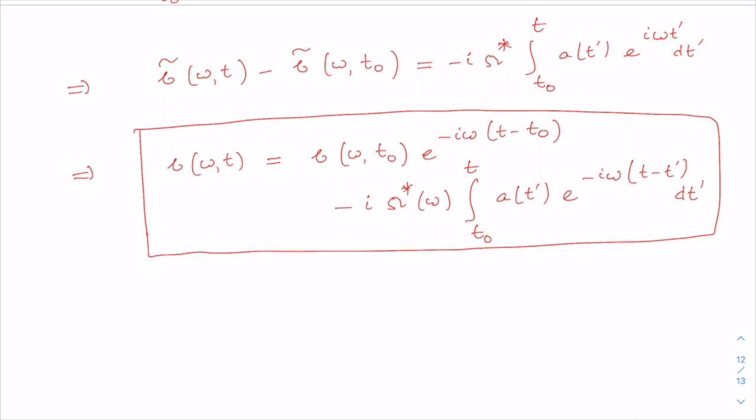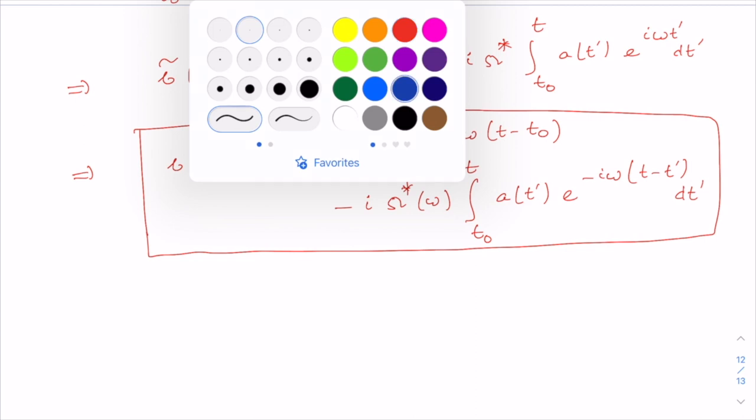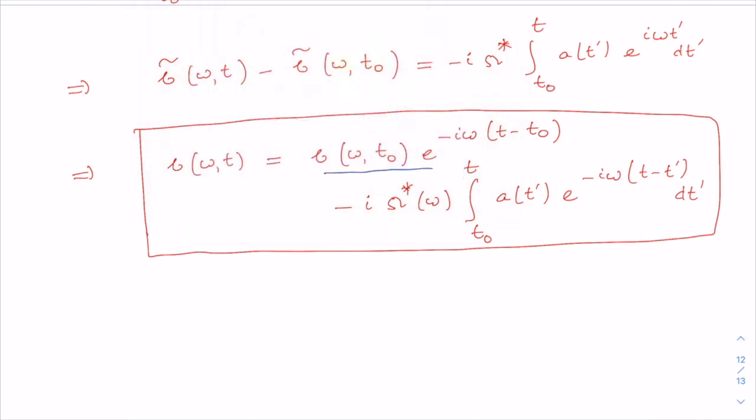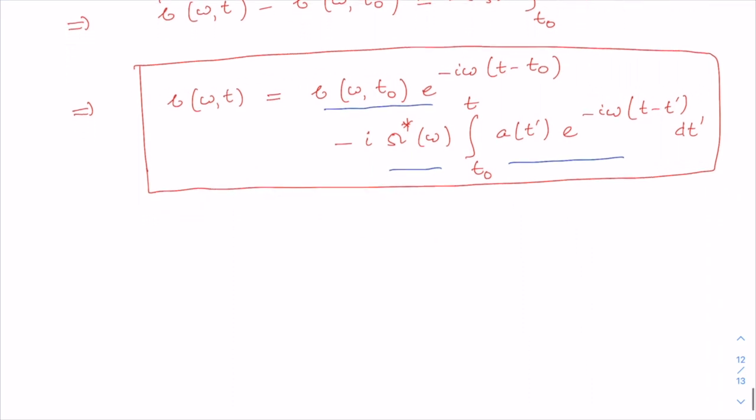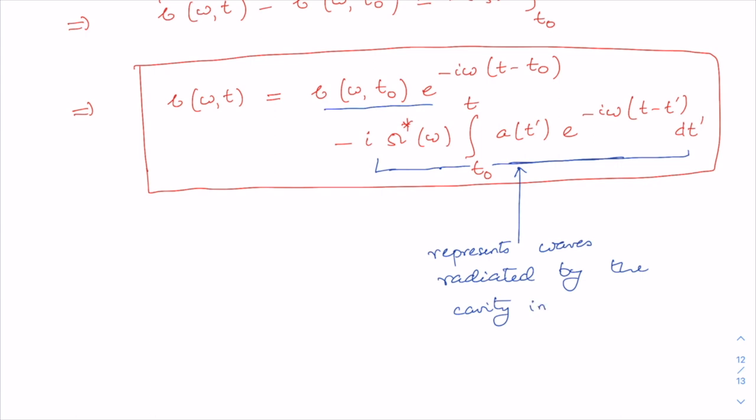In fact, you see here the first term on the right hand side corresponds to the free evolution of the bath, while the second term represents waves radiated by the cavity into the bath. So this second term represents waves radiated by the cavity into the bath. And on the other hand, this first term represents, as I said, the free evolution of the bath.